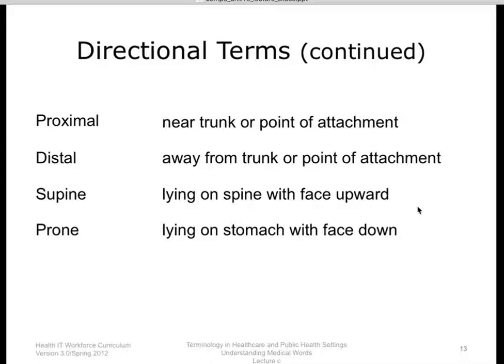Supine refers to the body's position when you are laying on your spine with your face pointing upward. Prone, on the other hand, refers to lying on your stomach with your face pointing down.